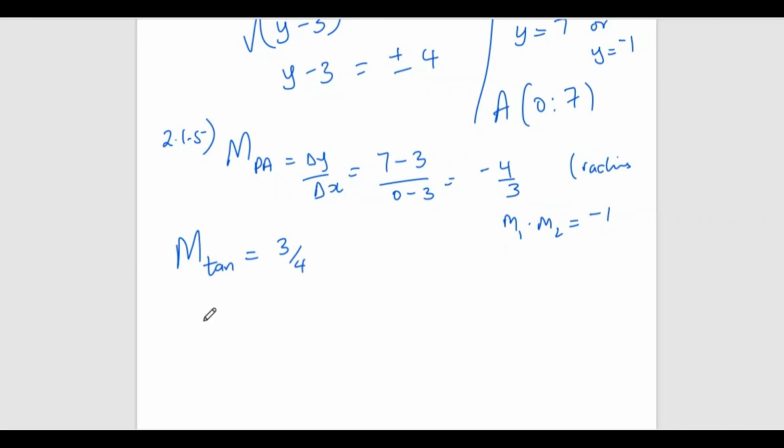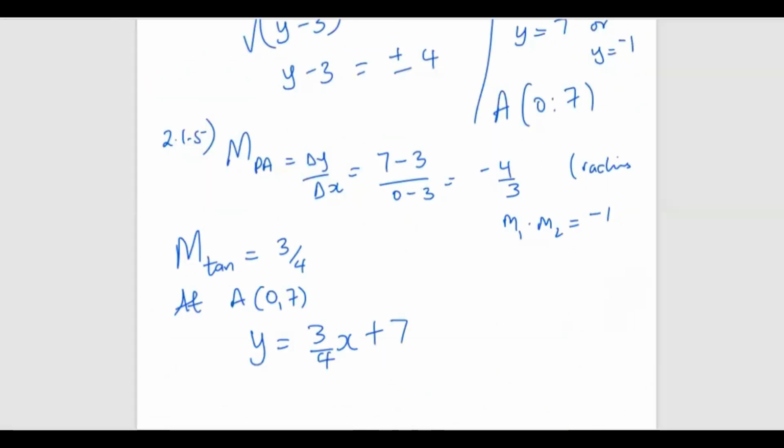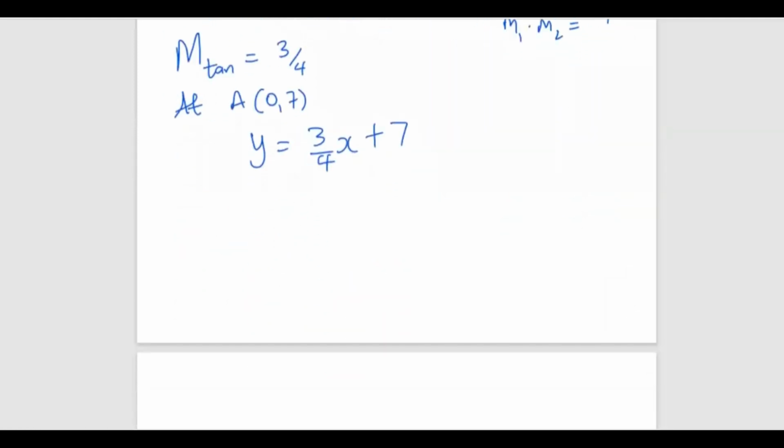Then I'm going to say at A, which is (0, 7), my y is going to be 3 over 4 x plus 7. I don't need to use that formula since I know that A is also acting as the y-intercept of my tangent. Okay guys, so that is 2.1.5.